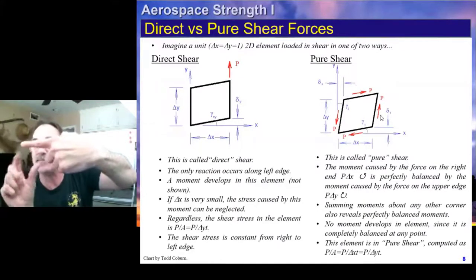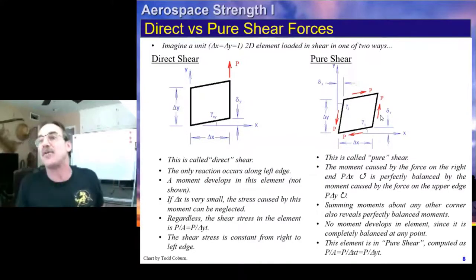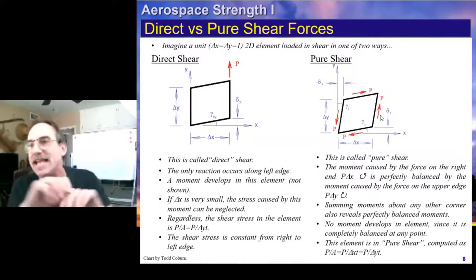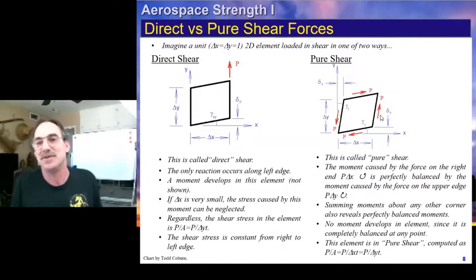And we look at these two times, they're one and then one. And against these two times, they're one and one. They cancel each other out. No matter where you sum the moments, they cancel themselves out. No moment, pure shear. That's what we call pure shear. Surprise, surprise. Got it? Okay.